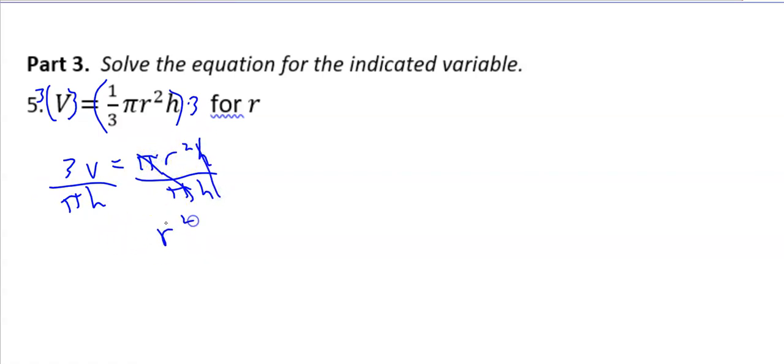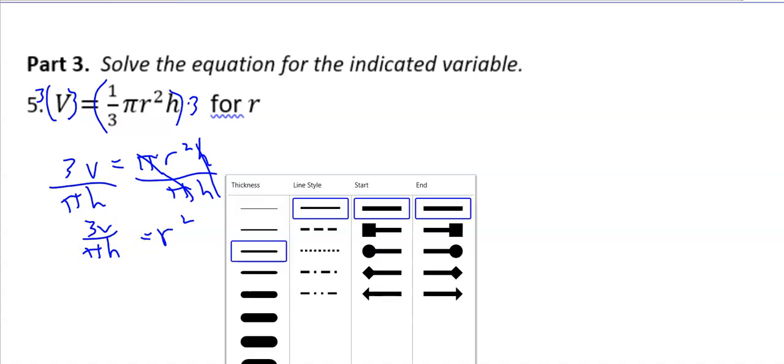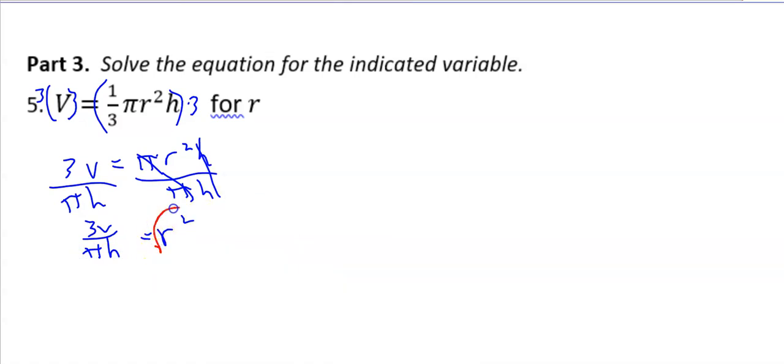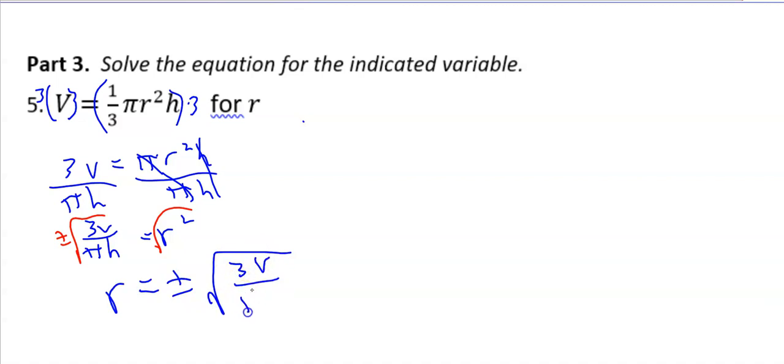So you get r squared equals 3v over pi h. Don't worry about how messy it is over on the other side. We just need to solve this. So on both sides, you're going to take the square root of both sides. Don't forget to put plus or minus on the side you're not solving for. So we get r equals plus or minus the square root of 3v divided by pi h.